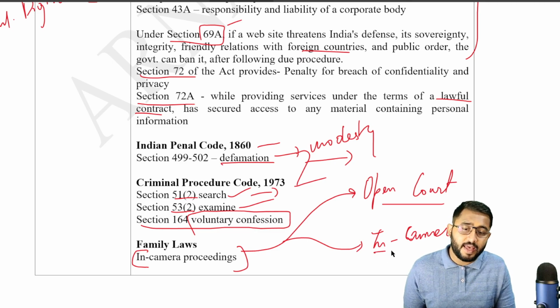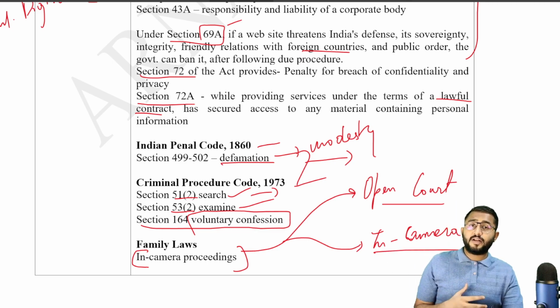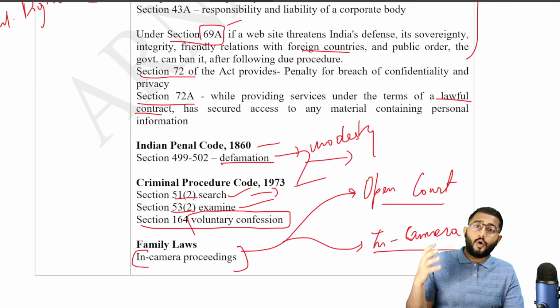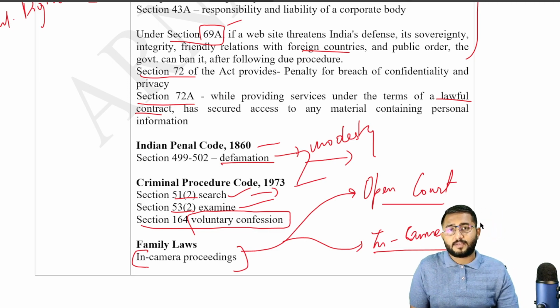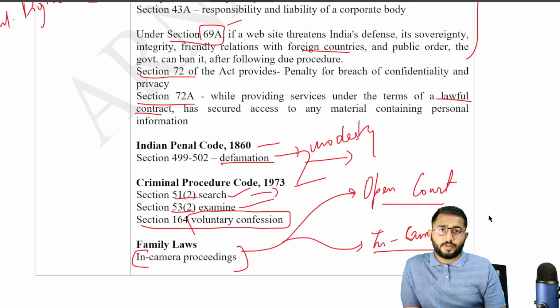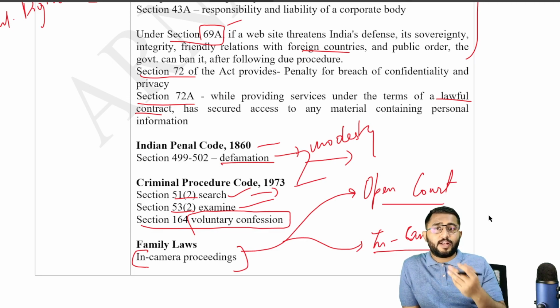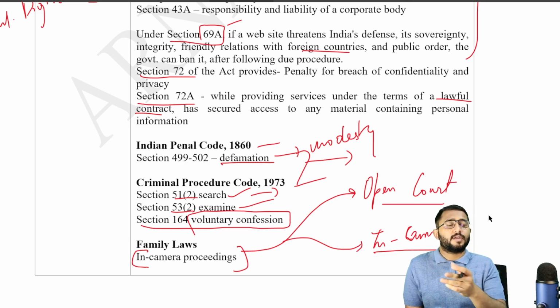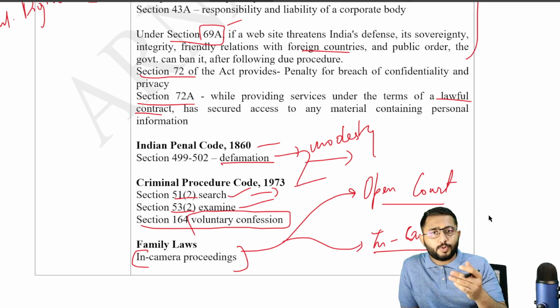ये क्यों किया जाता है? ये exceptional cases में किया जाता है to prevent the identity of the victim from being leaked, to prevent any extra pressure, be it financial, monetary, or political, on the victim, to provide security to the victim itself. For example, let's say in a high-profile case where a person has accused a politician, right? This person can ask for in-camera proceedings because this person knows that अगर मैं आज कोर्ट में गया तो politician के कुछ गुंडे आएंगे, मुझे मार के चले जाएंगे. So to prevent such cases, in-camera proceedings is done.